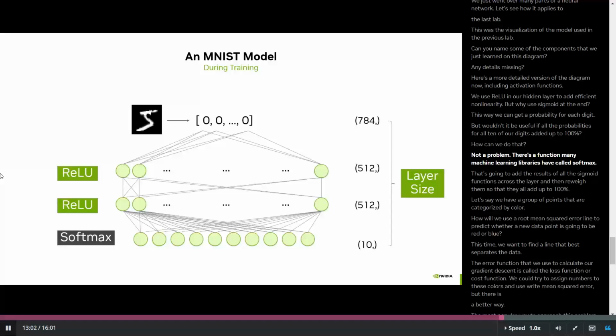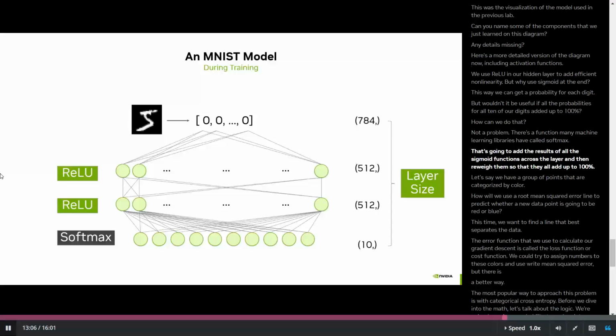Not a problem. There's a function many machine learning libraries have called softmax. It's going to add the results of all the sigmoid functions across the layer and then re-weight them so that they all add up to 100%.